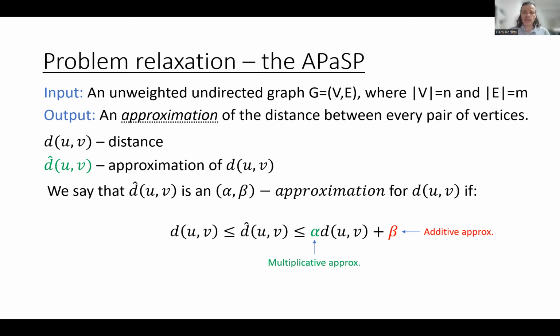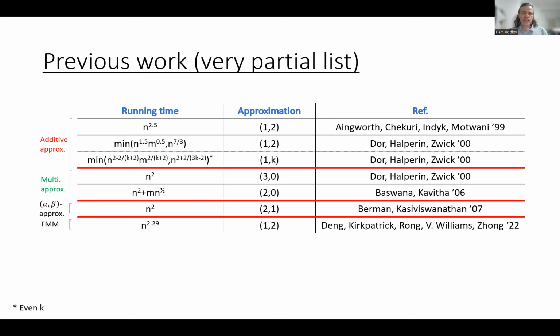And notice that if alpha is 1, then the approximation is pure additive, and if beta is 0, then the approximation is pure multiplicative. So this is a very short list of the history, which is relevant directly to this talk. Aingworth et al. initiated the research on this subject, and they obtained an additive 2 approximation in n^2.5 running time. Dor, Halperin, and Zwick shortly after that improved it and got an improvement both for sparse and dense graphs. Since then, nothing is known.